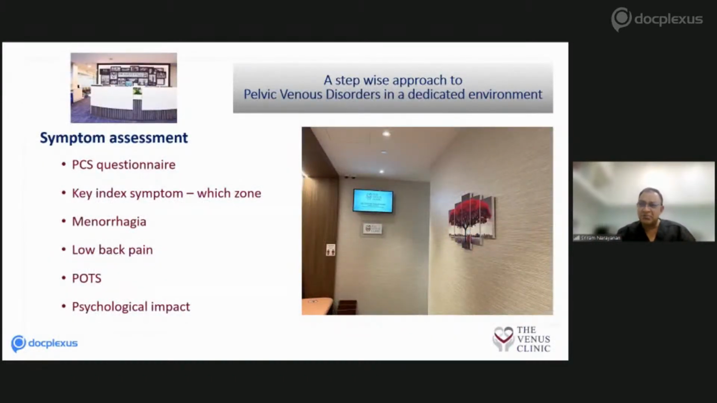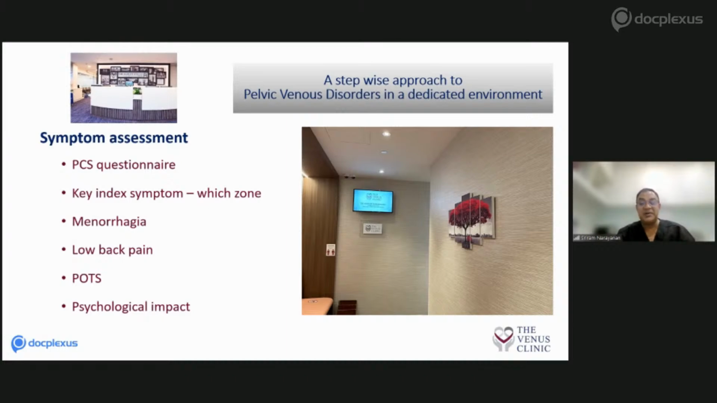So a stepwise approach is required, and in our venous clinic, which we set up in September as a sort of satellite clinic of our Harley Street clinic, we follow a dedicated stepwise protocol. The first thing we do is a PCS questionnaire, and I will emphasize this as we go down, because this allows us to know what is really the likelihood of somebody having a venous problem or a gynecological problem. And then you look at the key index symptom. Which zone does it come from? You look at menorrhagia. Is that an important symptom? Because if menorrhagia is an important symptom, then there are some treatment implications to it in pelvic venous disorders, which we will talk about in a couple of weeks.